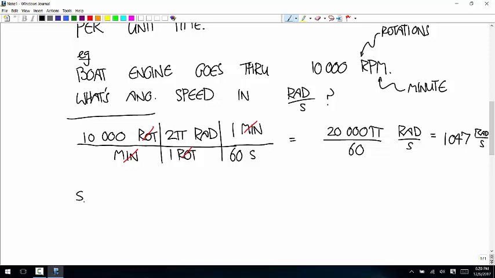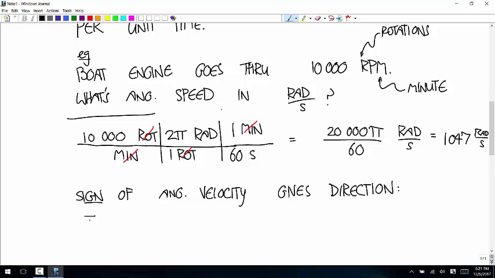So the sign of the angular velocity gives the direction. A positive sign means that the thing is rotating counterclockwise. You might think it makes more sense to make positive clockwise, but we don't get to choose. And negative means clockwise.